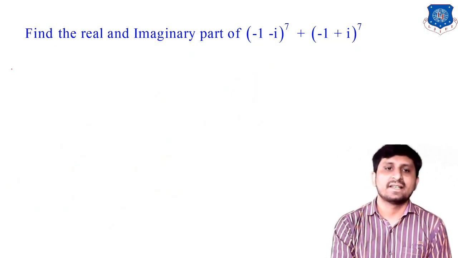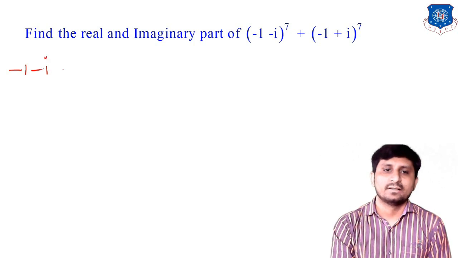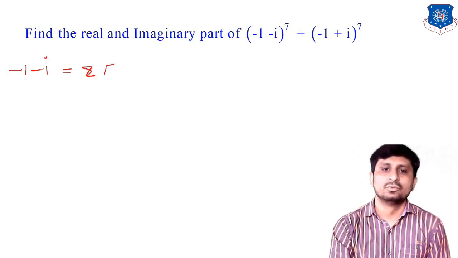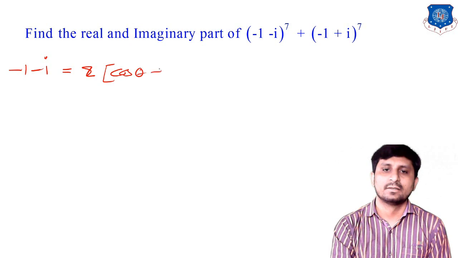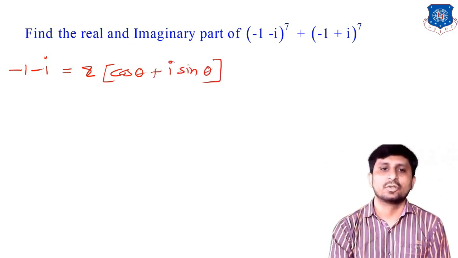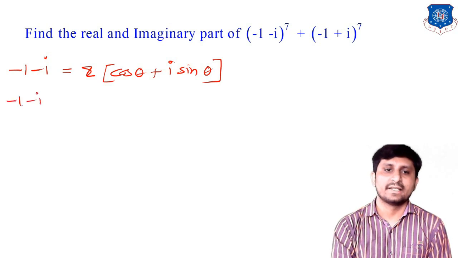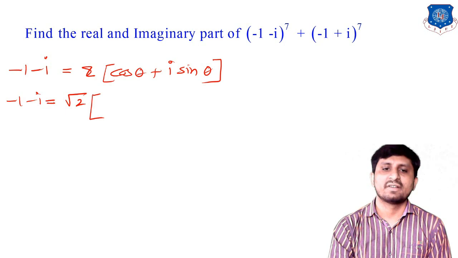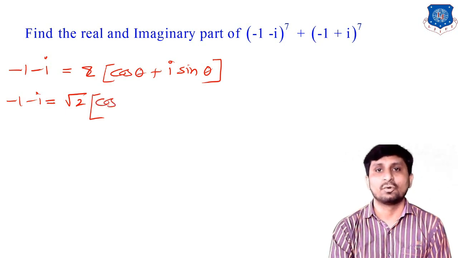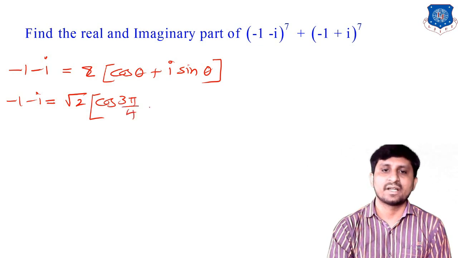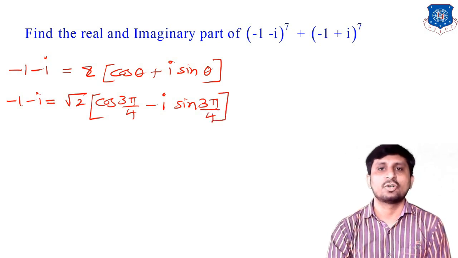So minus 1 minus i can be written as r into cos theta plus i sin theta, okay. So minus 1 minus i is equal to, what is the value of r? r is root 2. What is the value of theta? Minus 3 pi by 4, okay. I already explained minus 3 pi by 4, so I can write cos 3 pi by 4 minus i sin 3 pi by 4, because cos is an even function and sin is an odd function.